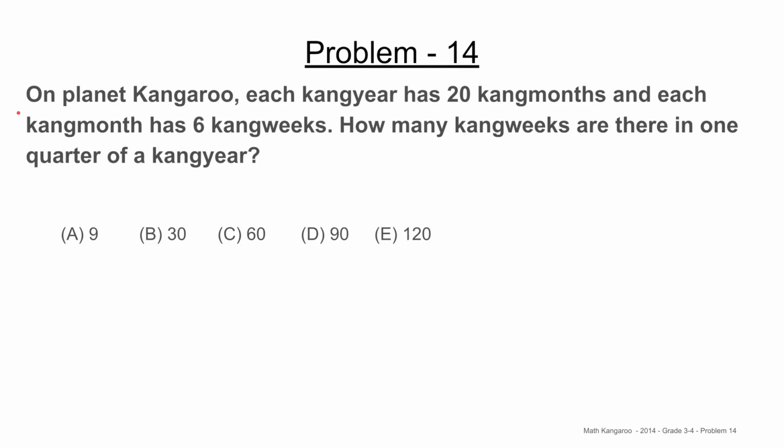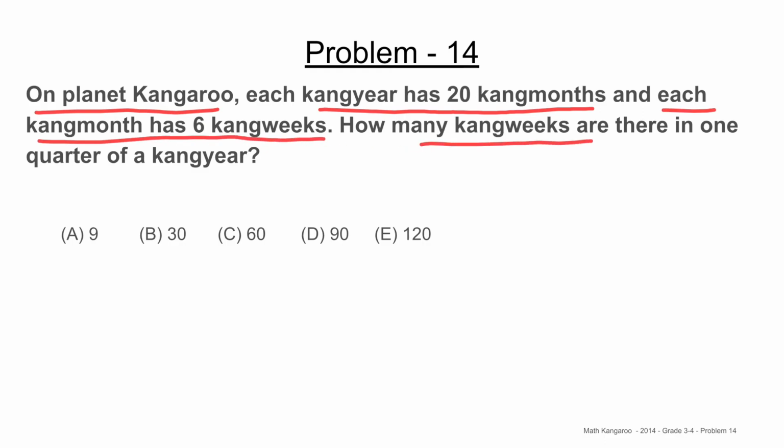Problem 14. On planet Kangaroo, each Kang year has 20 Kang months and each Kang month has 6 Kang weeks. How many Kang weeks are there in 1/4 of a Kang year? These are our options. Let us break down this problem step by step.